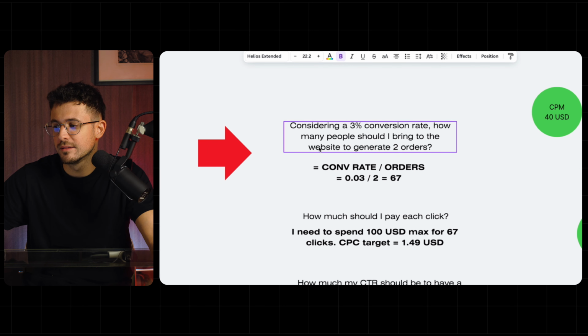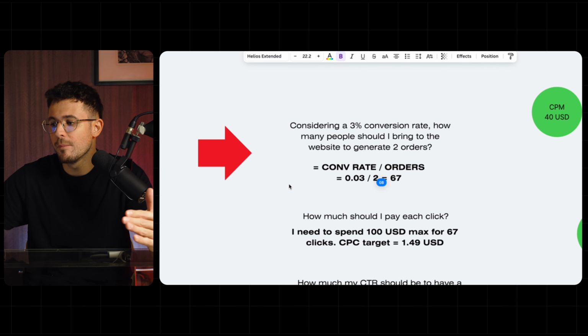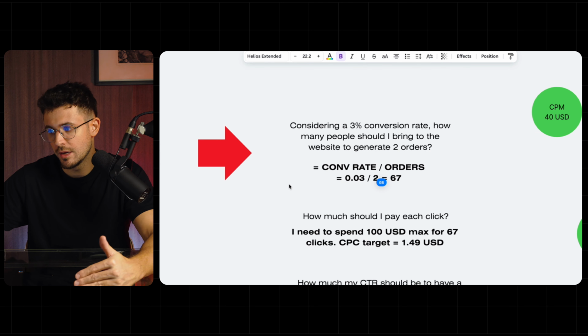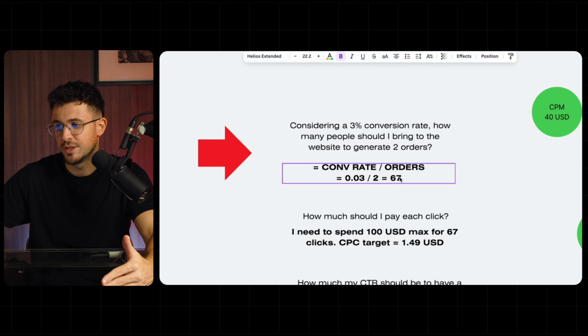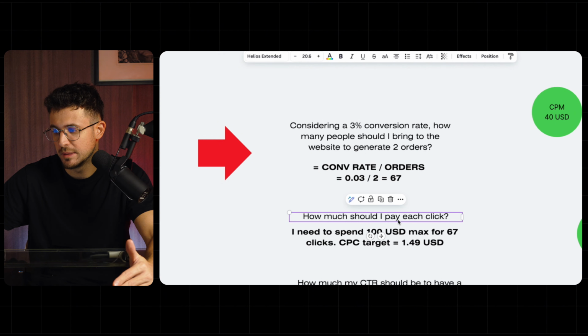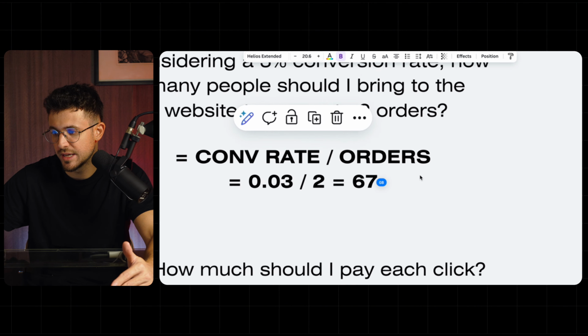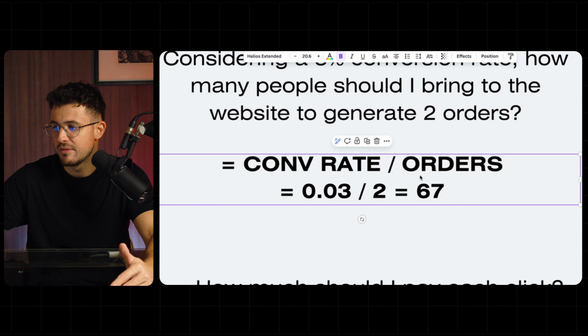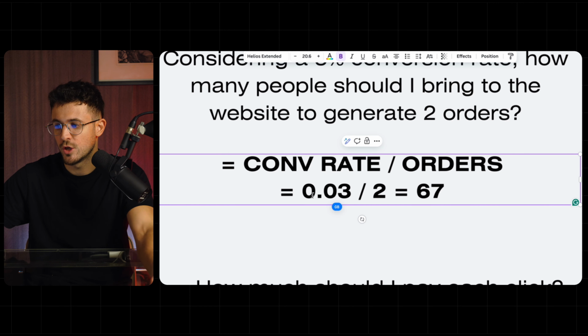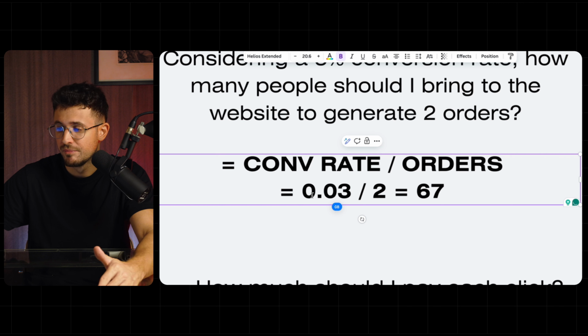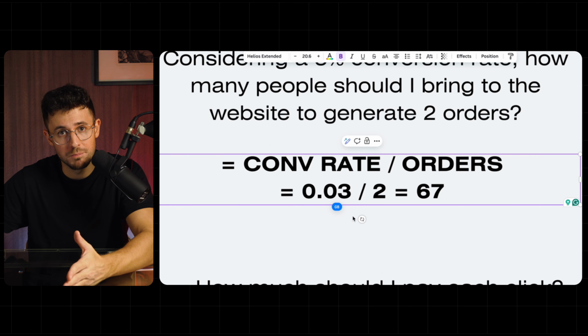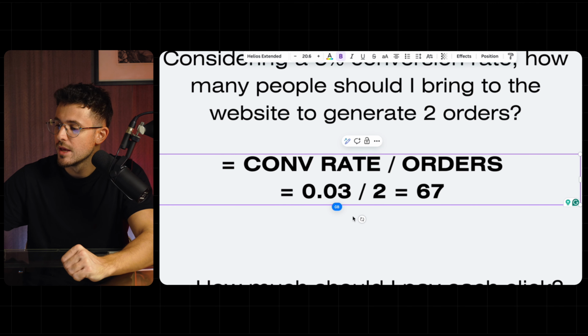Considering a 3% conversion rate, how many people should you bring to the website in order to generate 2 orders? And so this is basically the calculation. What you want to do in this case is divide the number of orders by the conversion rate. So 2 divided by 0.03, which is your conversion rate, equals 67. That means that you need to bring 67 people to your website in order to get 2 orders.